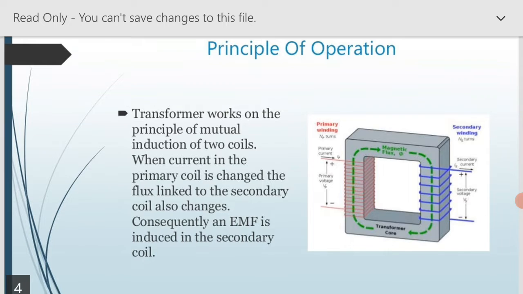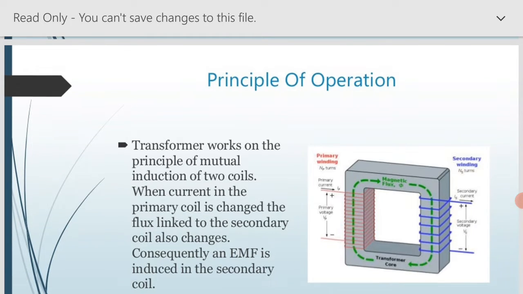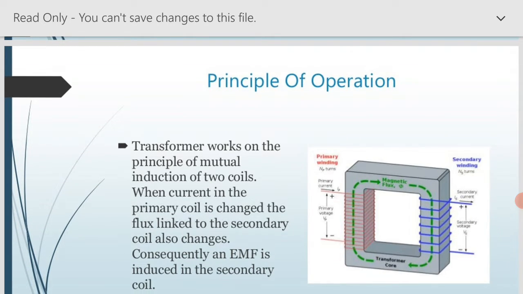As shown in the figure, the transformer has two windings. First is the primary winding, N1 or NP. The primary current flows in the primary winding. The primary voltage Vp is applied to the primary winding.